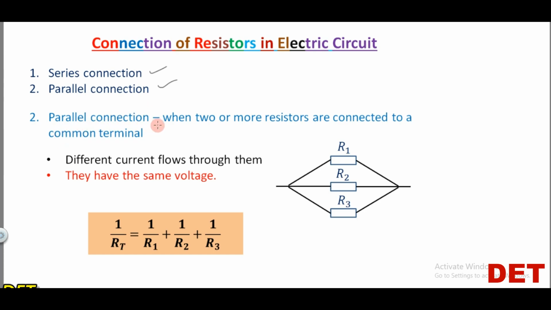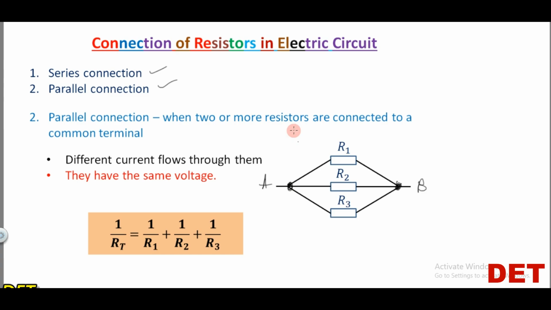So parallel connection is when two or more resistors are connected to a common terminal. This is the common terminal here. So these three resistors are connected to this common terminal. Let's say this is point A, this is point B.